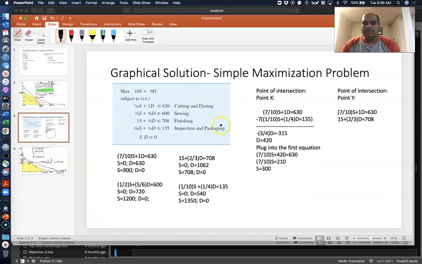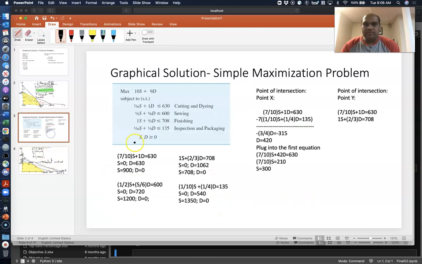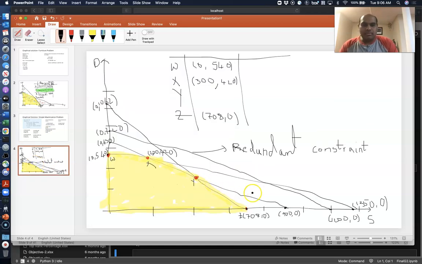And that is this straight line here, the finishing straight line. Straight line corresponds to the finishing constraint. And the other one is 900 comma 0 and 0 comma 630, which is the first one, my cutting and dyeing constraint. So you'll notice that there are multiple points of it.